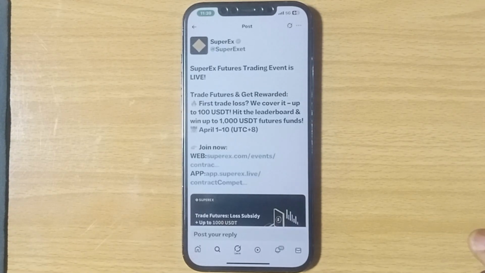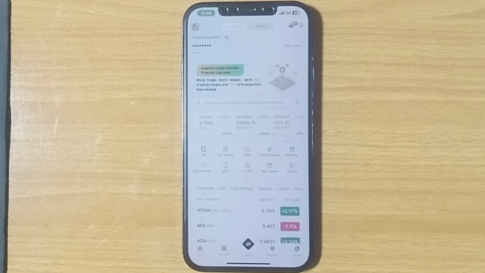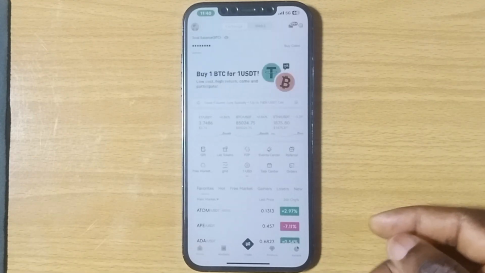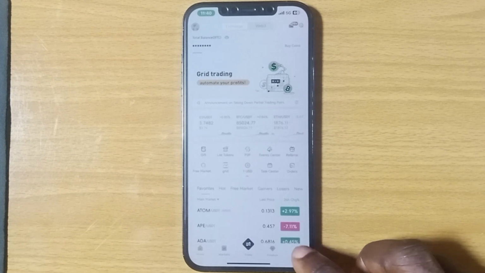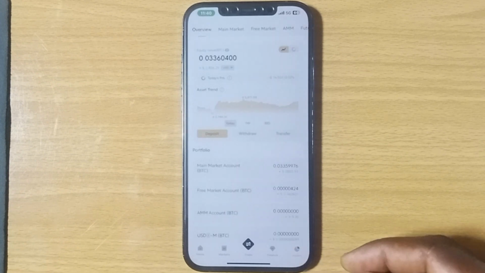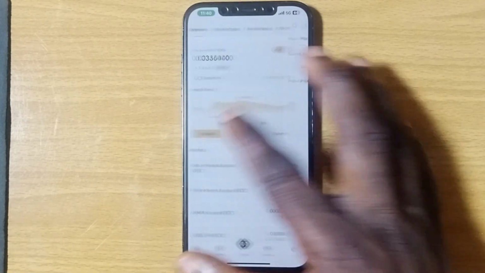Now, let's go to the futures trading on our mobile device. So guys, here is the trading platform on my mobile device. You can as well access the same page on your web browser. So now the first thing you have to do is to come back to this place guys and add some funds to your account. So tap on the deposit button.